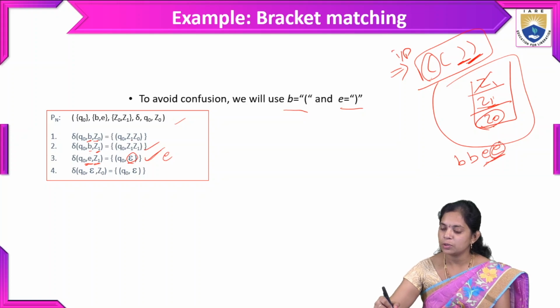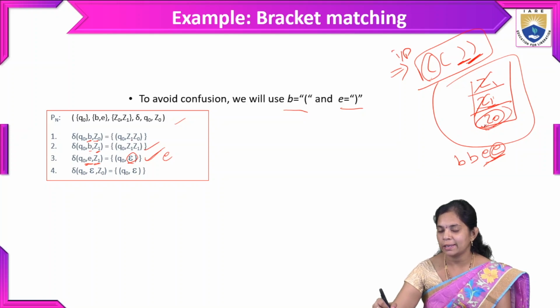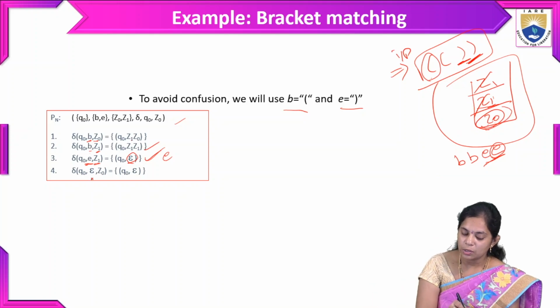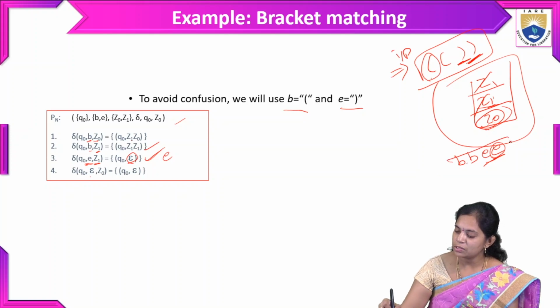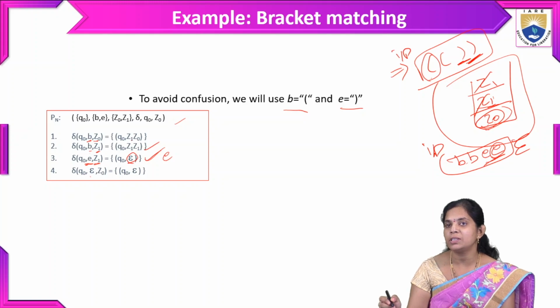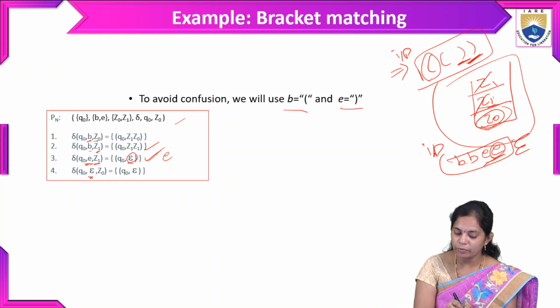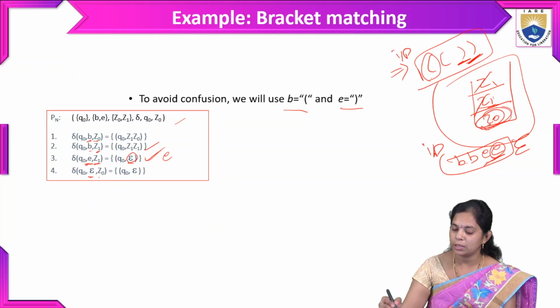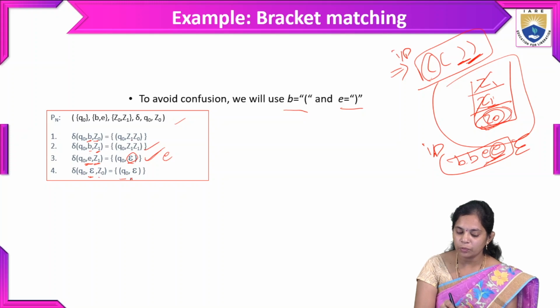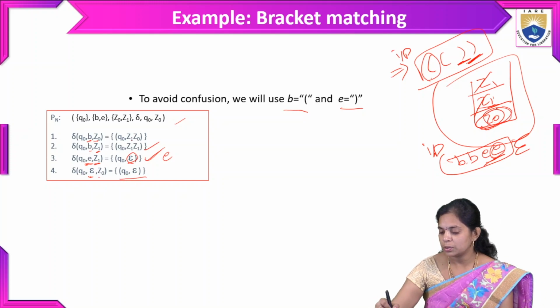So for E also we need to pop the Z1, and the stack is having only the Z0 symbol. So when we finish the input string, we have only epsilon. After finishing the input string, we have only epsilon. So while reading the epsilon, the top of the stack symbol is now Z0. So what we have to do, we need to move to Q0, and this one also pop here.